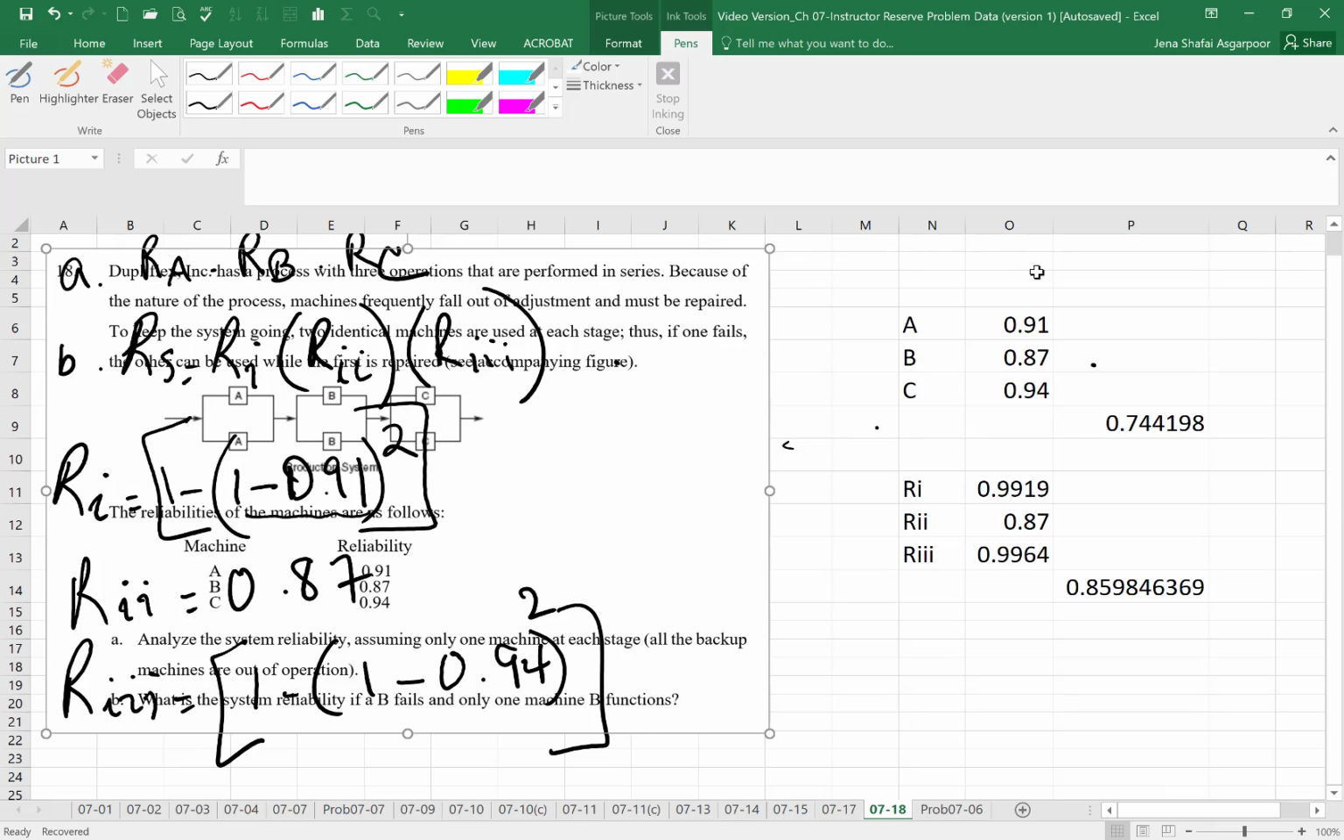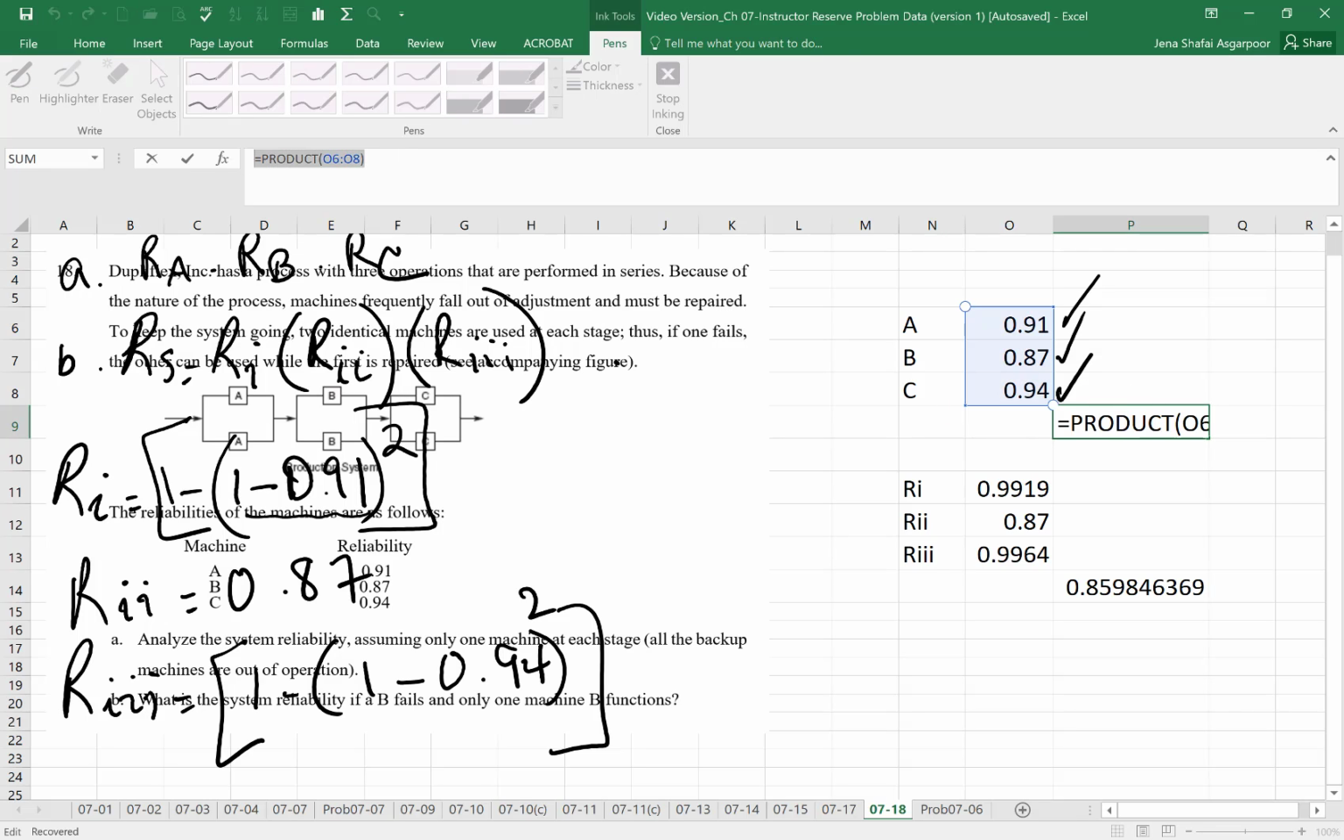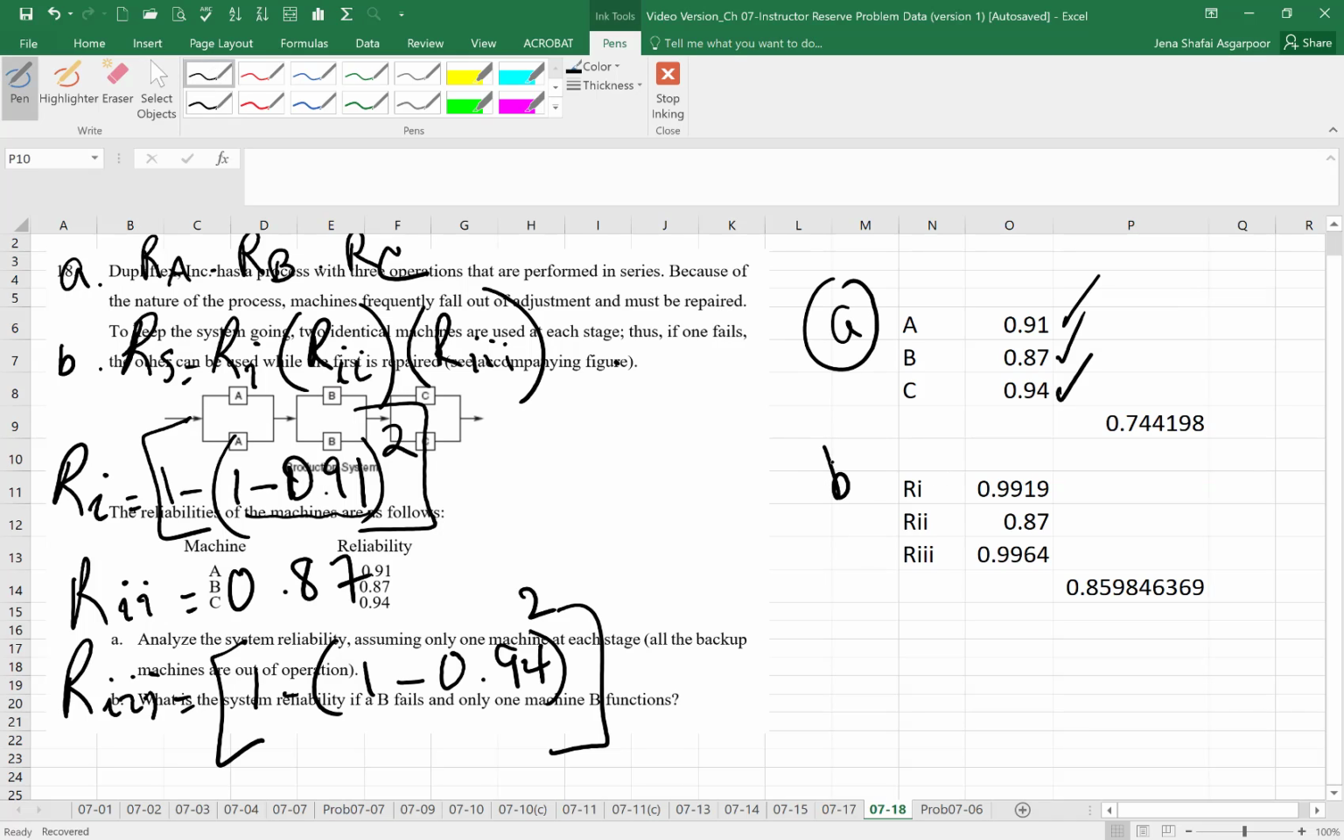Okay, so over here we have probability of A, B, and C. If we multiply them, you can see over here the product of the 3 equals 0.744, and this is part A. And part B is over here. The answer is this.